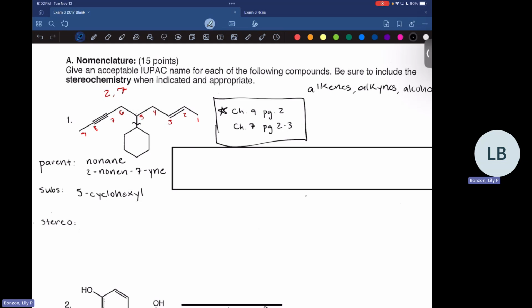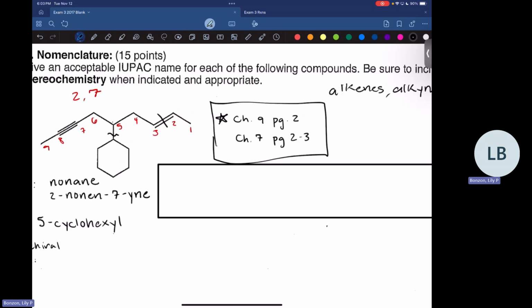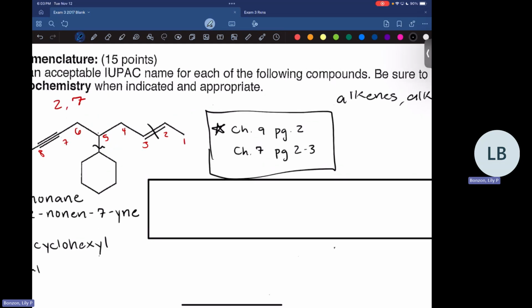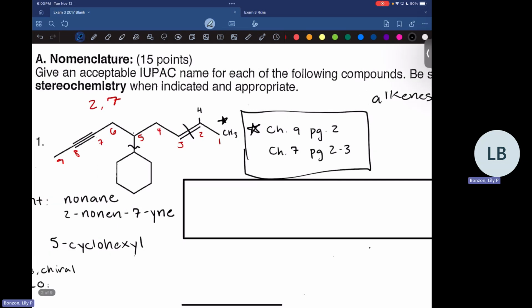So stereo is going to apply to double bonds or chiral centers. So we don't have any chiral centers in this molecule, at least that's not given to us that we could identify. But we do have a double bond over here on the right, and it has on the right side, we have a hydrogen going up top and a methyl going to the bottom. So obviously methyl is going to be higher priority than a hydrogen, so the bottom will be our star.